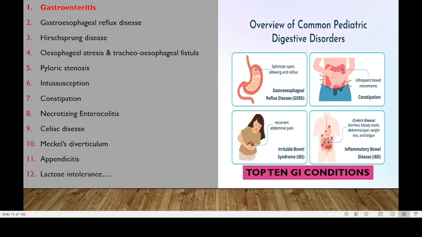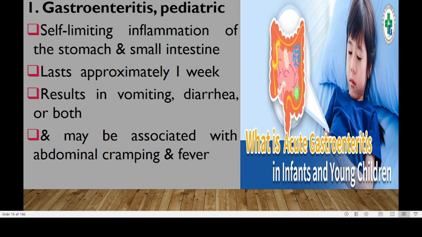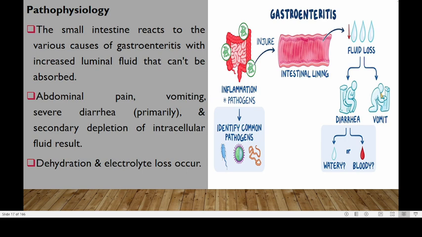And to start us off, we'll start with the most common one, which is gastroenteritis. So this is a leading cause of diarrhea and dehydration in children, and it's often due to viral, bacterial, or parasitic infection. Of course, the key concern is preventing dehydration through ORT, and that is what we are supposed to be looking at. Mostly it is viral, so it will be a self-limiting condition.